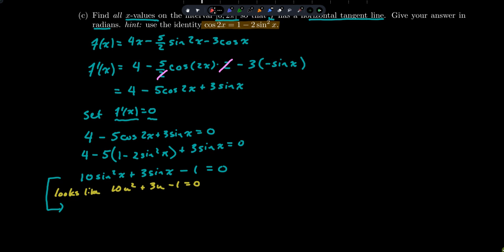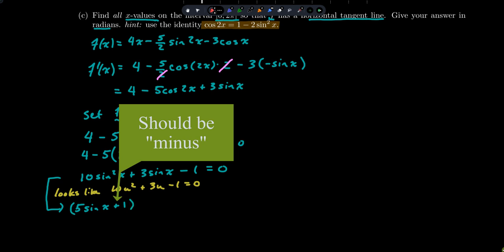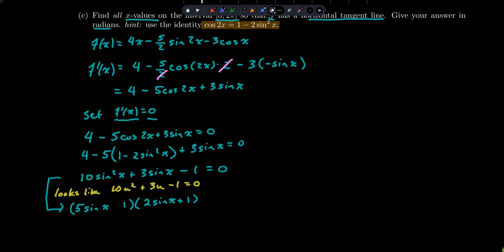So I'm going to go ahead and factor this quadratic equation. Well, this quadratic equation factors to be 5 times the sine of x plus 1 times 2 sine of x, and I've got a sign error. This is a plus 1 indeed, but this should have been a minus 1 here. Setting it equal to 0.